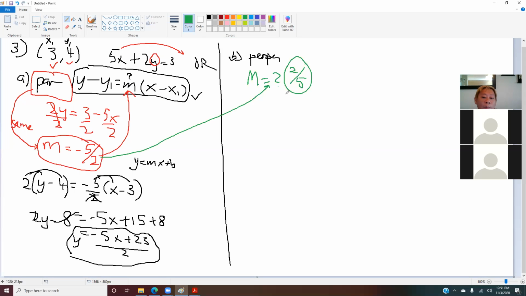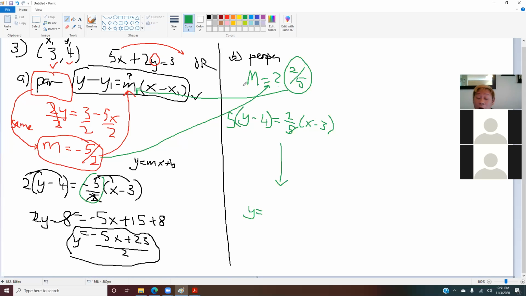Now you got the slope, you plug it back inside here. So you will have y minus y1, which is 4. Now my slope is not negative 5 over 2, it's going to be 2 over 5. And then x minus 3. And then you repeat the same thing we just did over there. I multiply this by 5. And then the rest, I think you guys know what to do, right? You distribute and then solve for y. So this is how you do this kind of question.